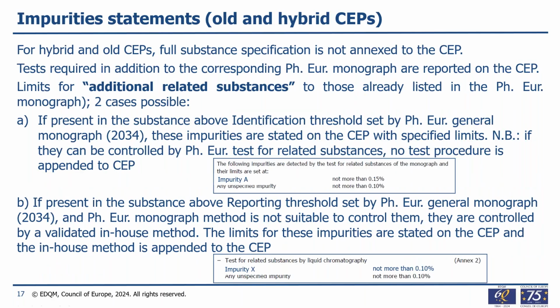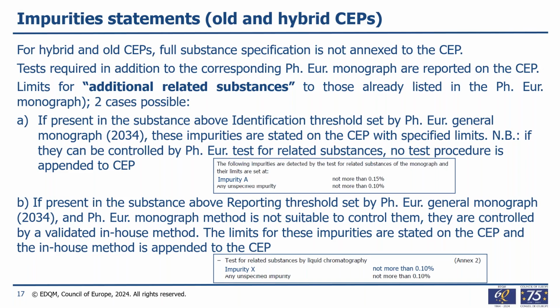For hybrid and old CEPs, the specification is not appended to the CEP. In this case, the tests required in addition to the corresponding tests of the monograph are reported on the CEPs, and additional related substances can be, in some cases should be, listed on the CEP. I can share with you the two most common scenarios for additional related substances which are mentioned on the CEP.